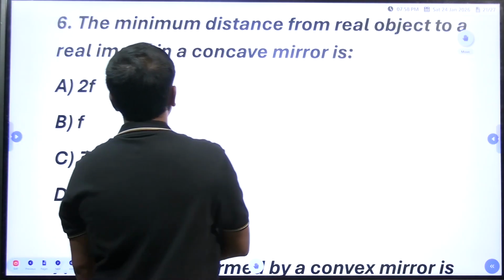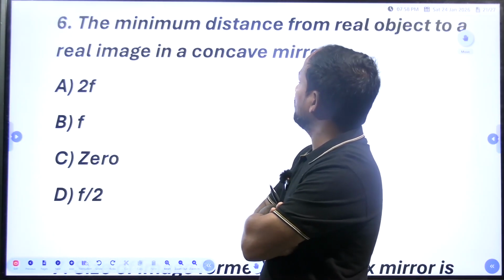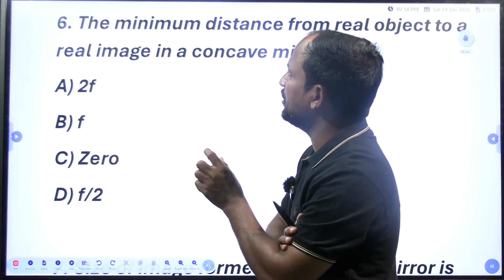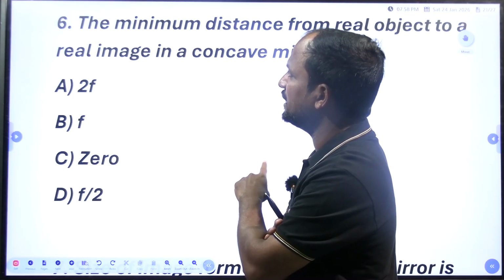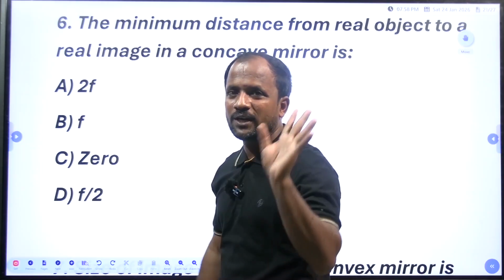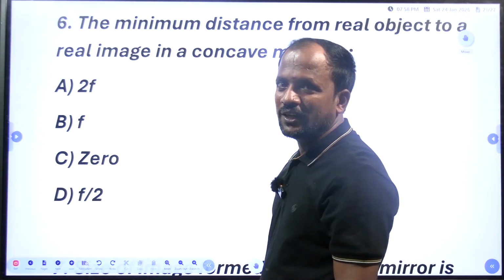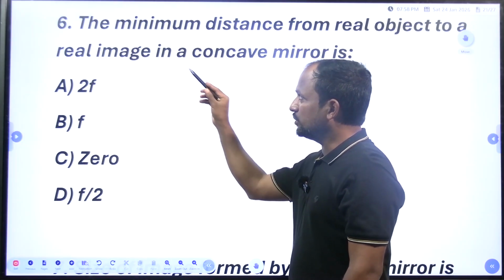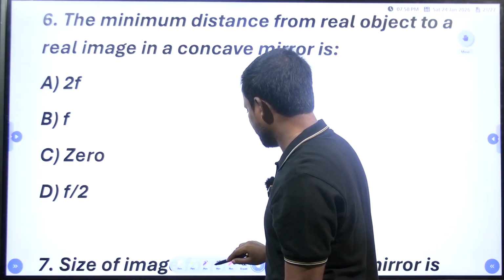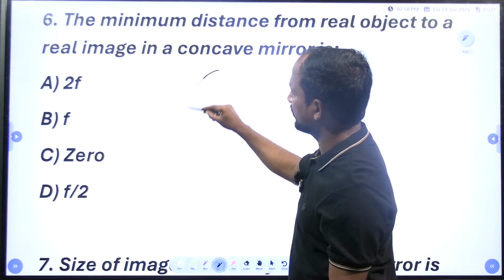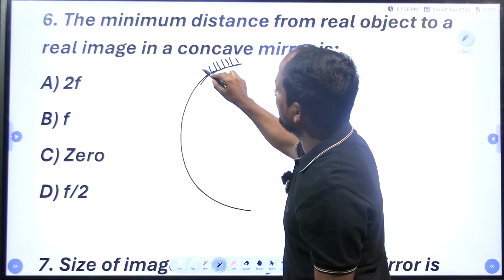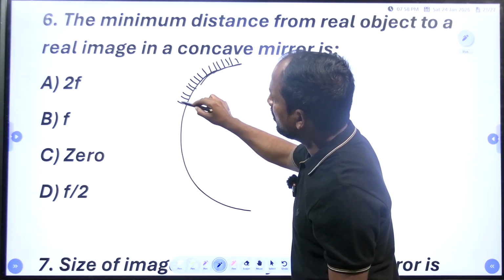Sixth question. Observe here. Read the sixth question. The minimum distance from a real object to a real image in a concave mirror. Very important question, and very interesting question also. If you observe, real image and real object, and he is asking the minimum distance between the real image and the real object.